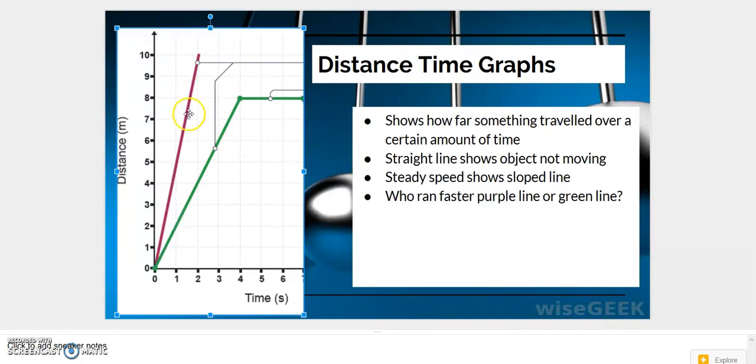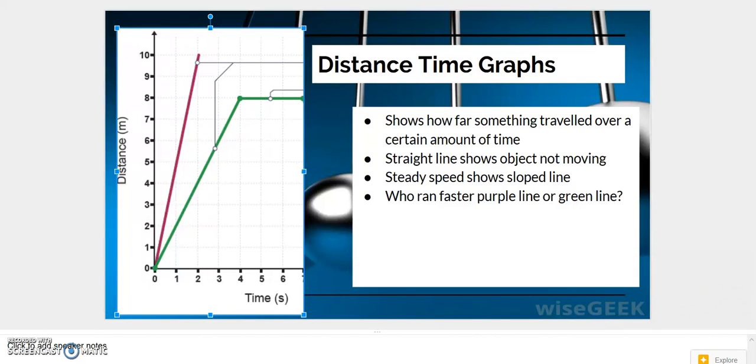So we see here, this purple line, or this red line, has moved a little further, faster than this line. Here, this straight line tells us that the thing has not moved. Look here, at 4 seconds, whatever this is, got to 8 meters. Then at 5, at 6, and at 7 seconds, this has not moved away from 8 meters. That means it stopped moving.